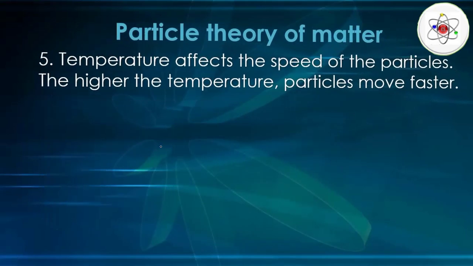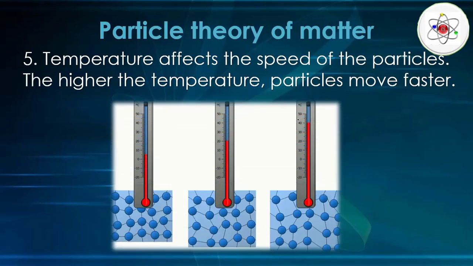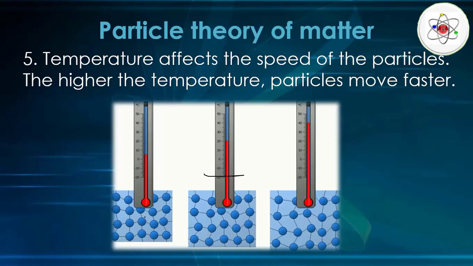So the last postulate of the particle theory of matter is that temperature affects the speed of particles. If we increase the temperature of a substance, of a material thing, the particles obviously move faster. So the higher the temperature, the faster the particles move. You can observe in the diagram that as temperature increases, particles move faster, right?